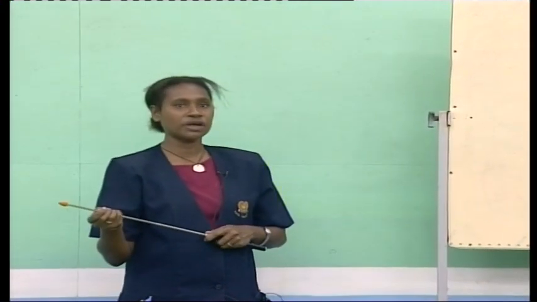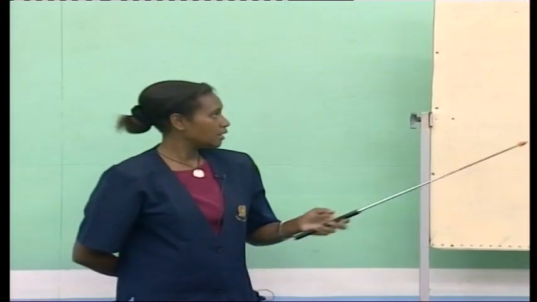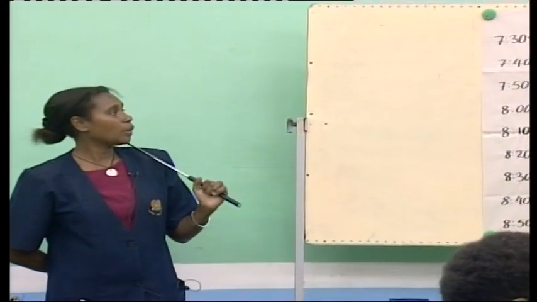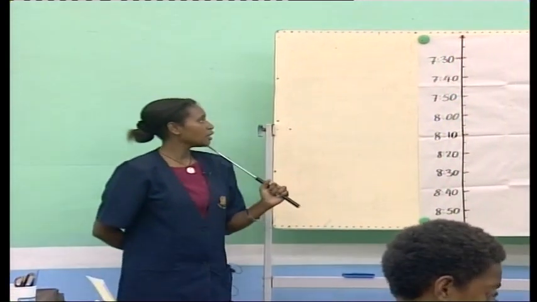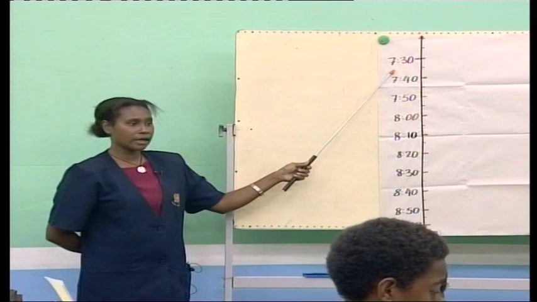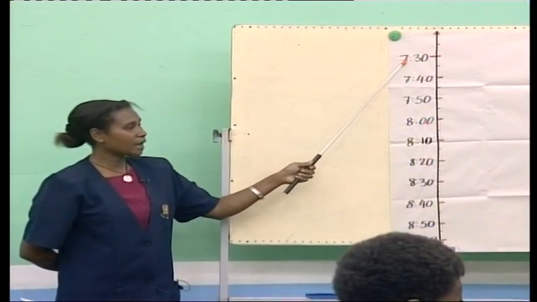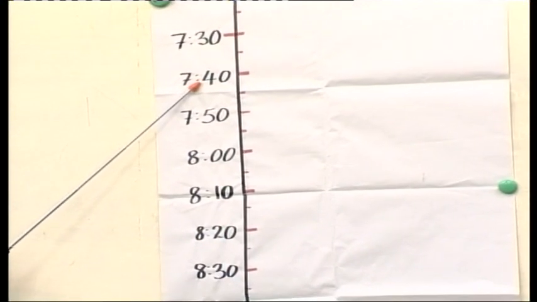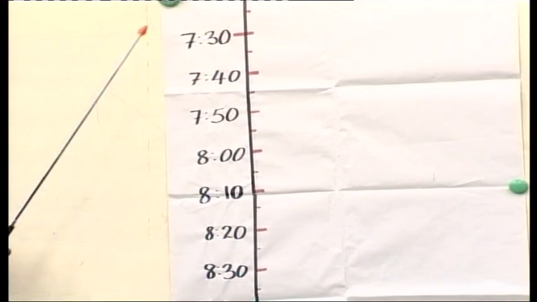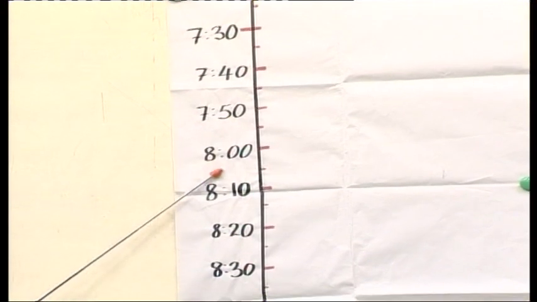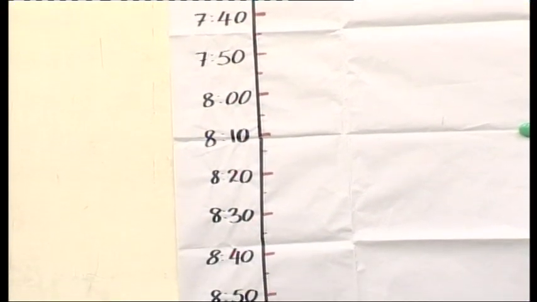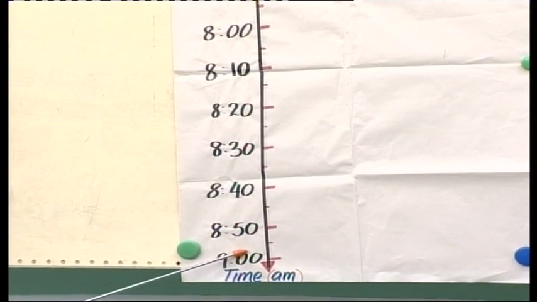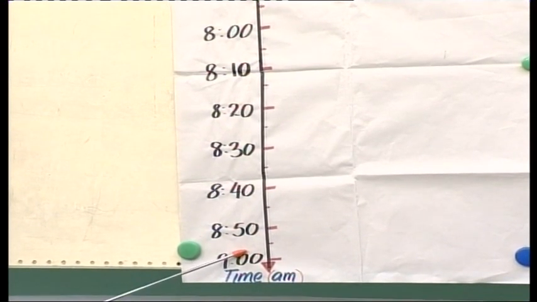Sevenies and receiving students, we will now have a look at the timeline here. Our time begins from 7:30 a.m. in the morning. The time interval in between is 10 minutes. And the events continue up until 9 a.m. in the morning. That's when all the activities stop.